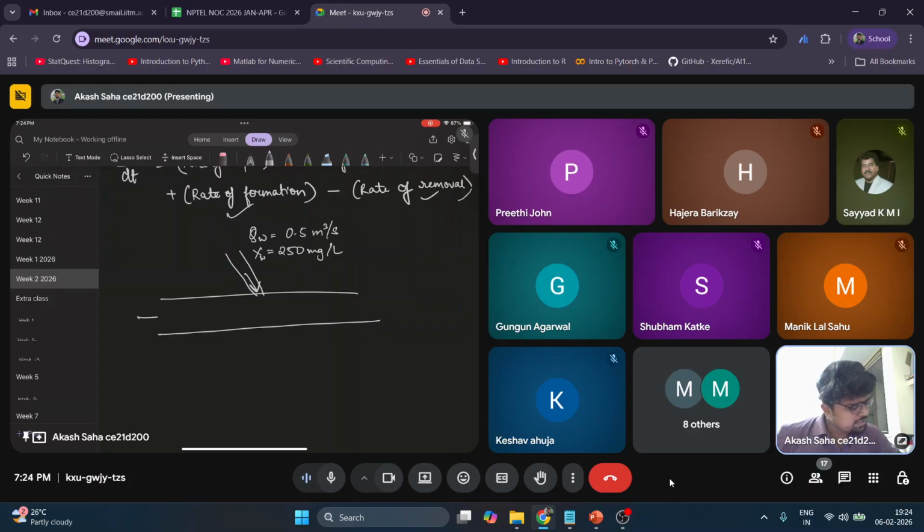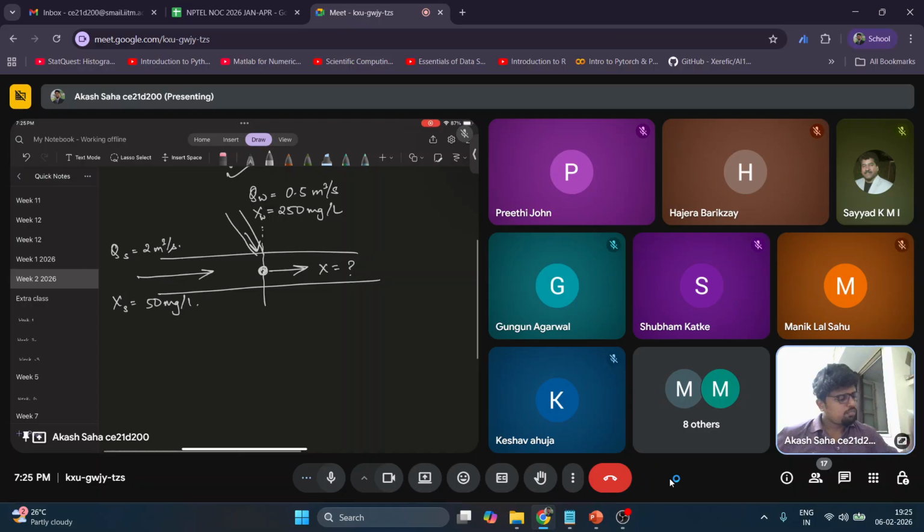Okay, and there is already a stream flowing, which has a discharge of around 2 meter cube per second, and the concentration of X in that stream is around 50 milligram per liter. Yes. So now at this particular juncture, they both are getting mixed. So what will be the concentration of X after that? They are asking, right?